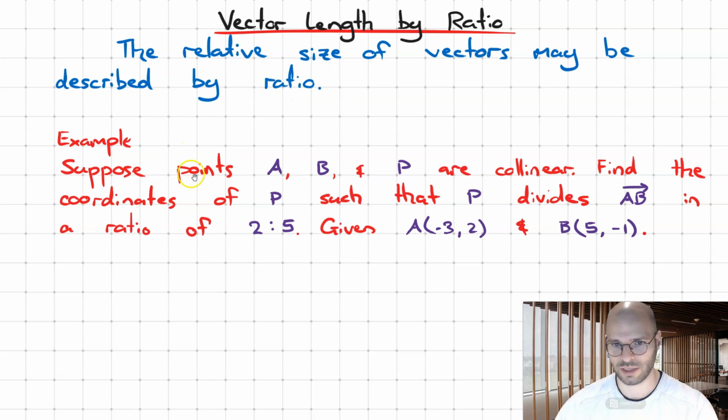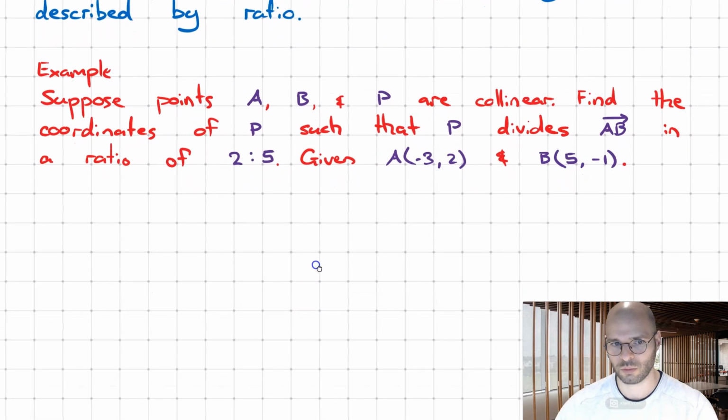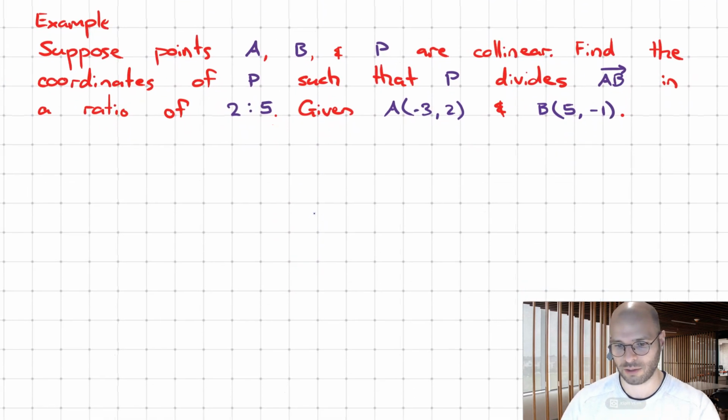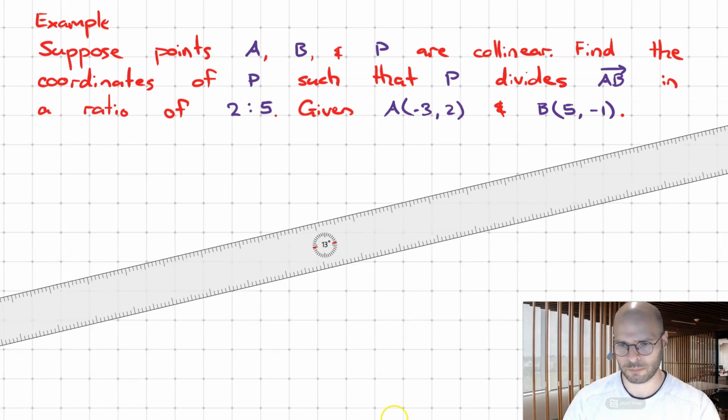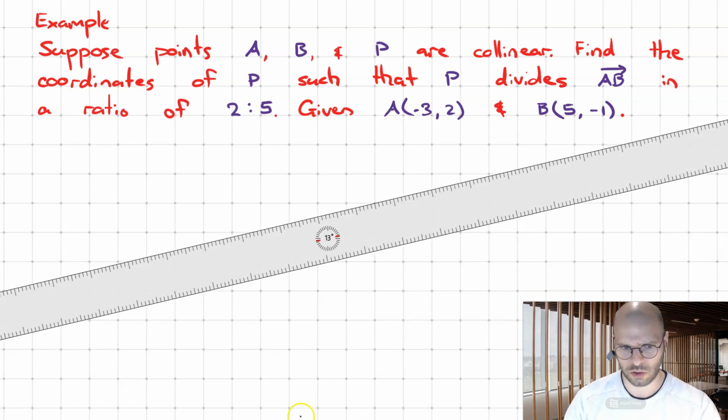Consider, we have points A, B, and P, and they're all collinear. What we would like to do is find the coordinates of point P such that point P divides vector AB in a ratio of 2 to 5. Now, looking at what this would look like as a diagram, let's bring our ruler up and let's explore.